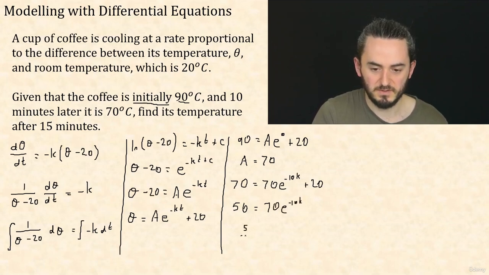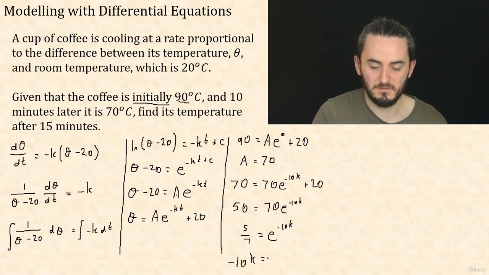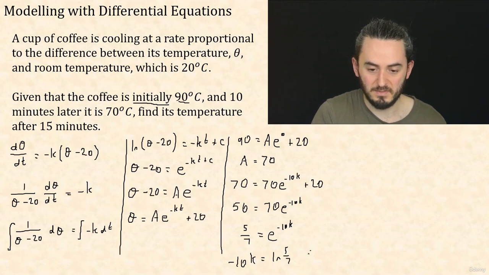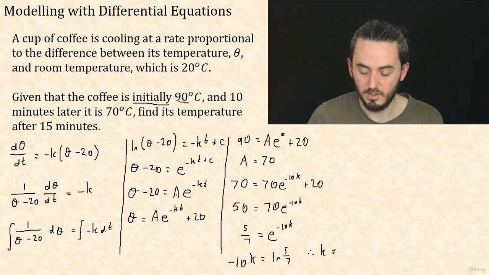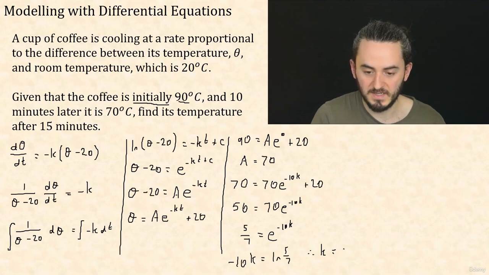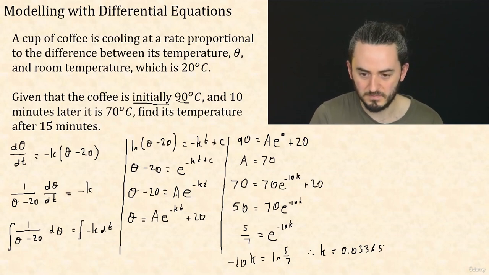So 5/7 is e to the minus 10k. Minus 10k is therefore ln of 5/7, and that means that k, if I do minus 1/10 multiplied by ln of 5/7, I get k is 0.0336. 3 or 4 significant figures is all right. Let's go with one more.